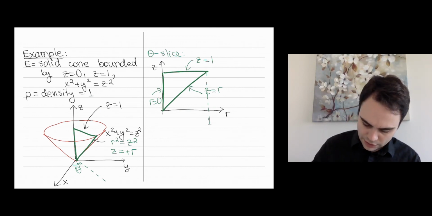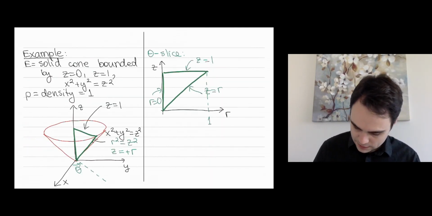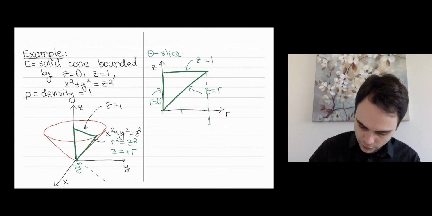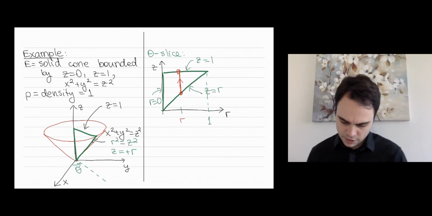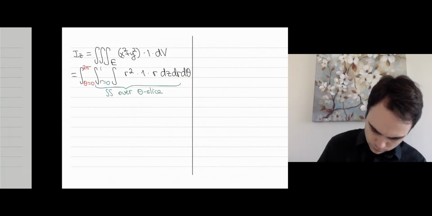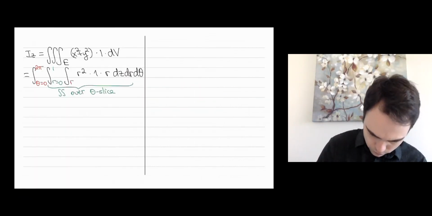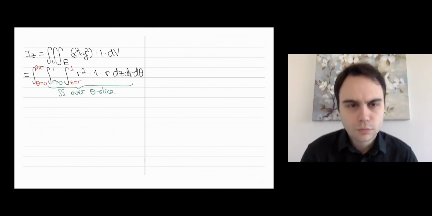And so I'm integrating r from 0 to 1. And if I fix an intermediate value of r, the z integral, the innermost integral, happens in this vertical segment. So z starts at r down here, and z stops at 1. So z integrates from r to 1.